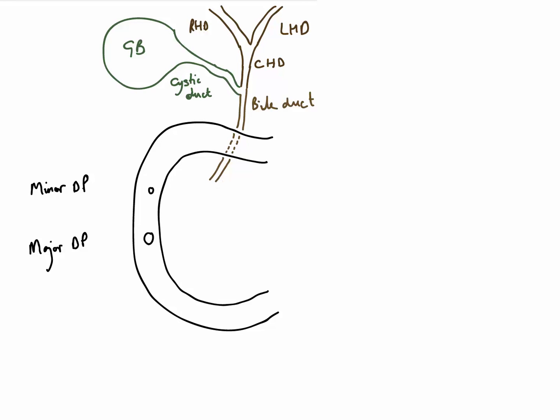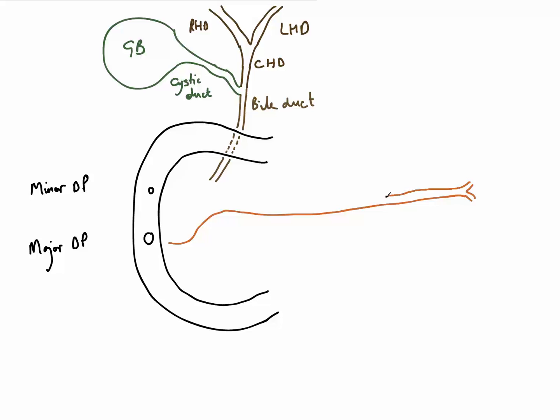And let's start drawing the main pancreatic duct. So running throughout the whole length of the pancreas, which I won't draw here as it overcomplicates the diagram, running from the tail of the pancreas, through the body, through the neck and into the head, and then descending down through the head towards the major duodenal papilla is the main pancreatic duct.